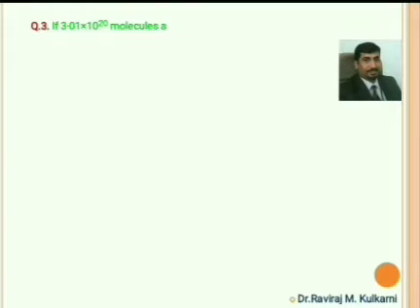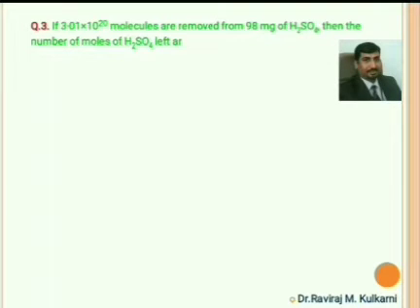Next question. If 3.01 into 10 raised to 20 molecules are removed from 98 milligram of sulfuric acid, then the number of moles of sulfuric acid left are: 0.1 into 10 raised to minus 3, 0.5 into 10 raised to minus 3, 1.66 into 10 raised to minus 3, and 16.6 into 10 raised to minus 3. There are the 4 options. Solution.